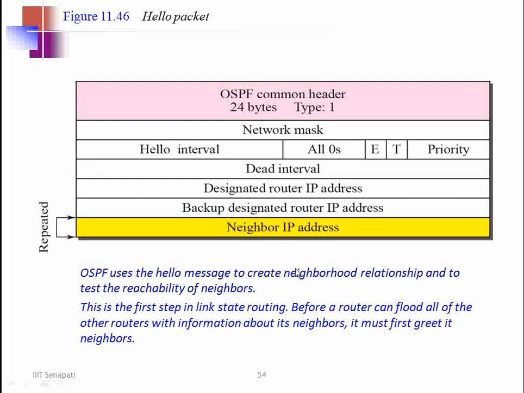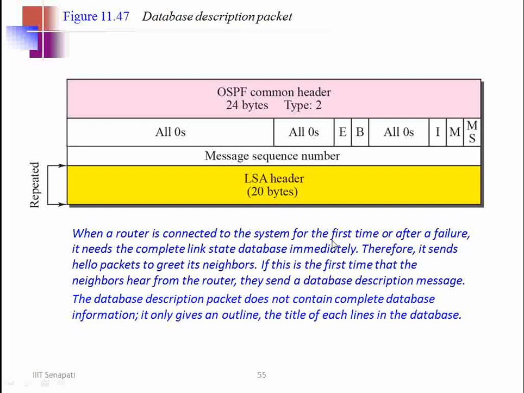So this was something about the hello packet. Now the other thing was the database description packet. When a router is connected to a system for the first time or after a failure, it needs the complete link state database immediately.